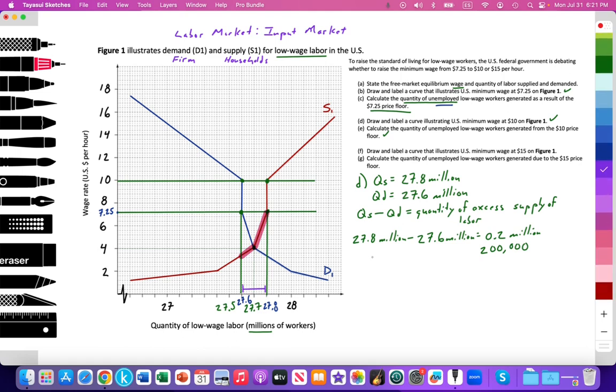Question F. Oops, this is question E. I should change that. Question E. Now we're going to move on to question F over here. Draw and label a curve that illustrates U.S. minimum wage at $15 on figure 1. So go ahead and pause the video and consider where you would draw that $15 price floor. Pause the video now.